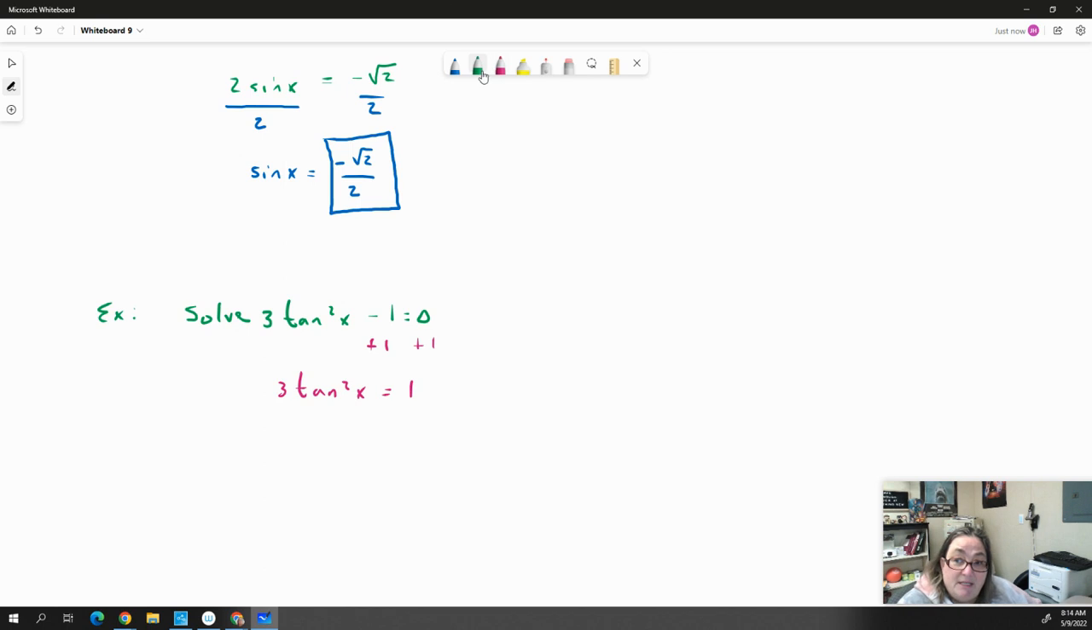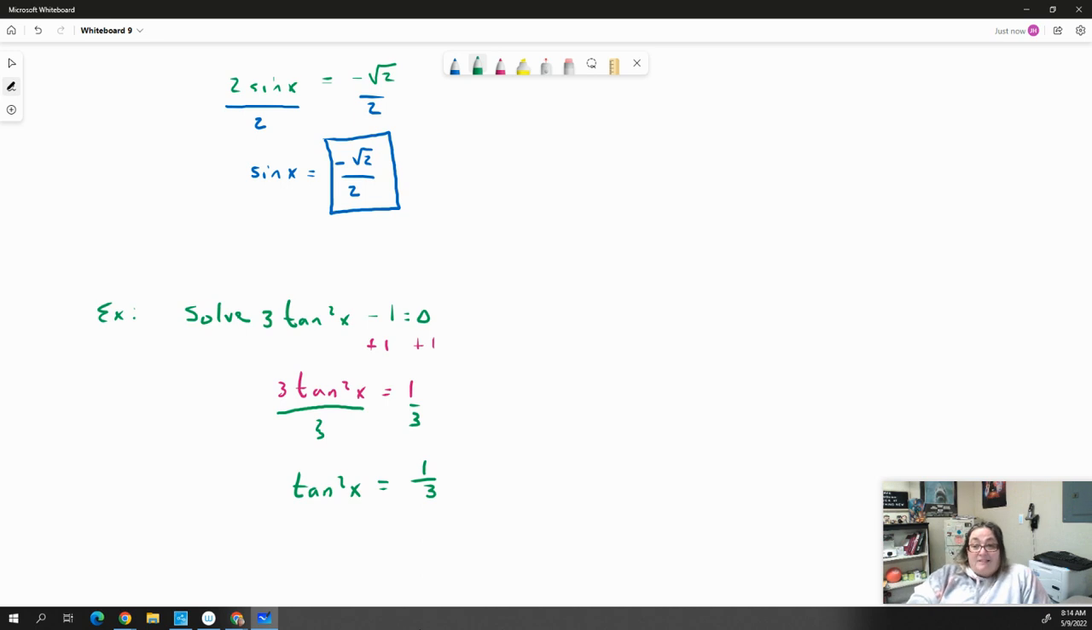The next thing we have being done to it is this 3 that's being multiplied to it. Notice when I read it to you, I say 3 times tangent squared x so that you understand that is multiplication that's happening there. So we're just going to divide. If we're multiplying, to get rid of it to the other side, we just divide. And we should divide by 3, not 2, because that's what's being multiplied. And we wind up with tangent squared x equals 1/3.